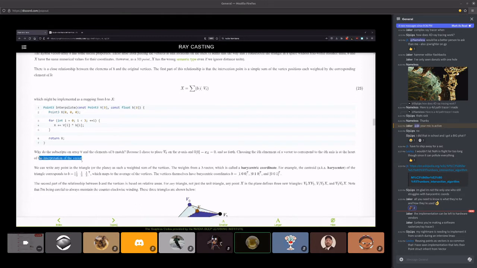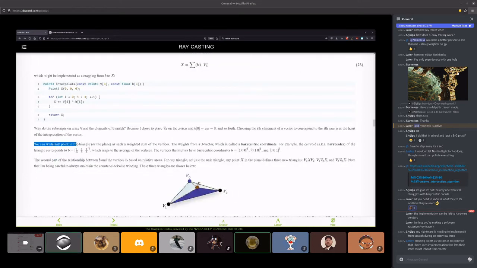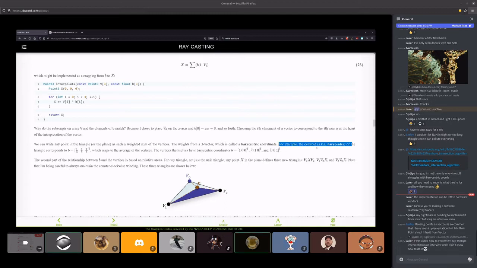It's one of those where it sums to one. Yeah, the barycentric weights. And the awesome thing is we can write any point within the triangle as a weighted sum of these three barycentric coordinates. The barycenter, or the centroid, is just a third of each.